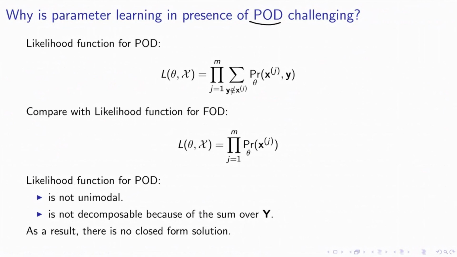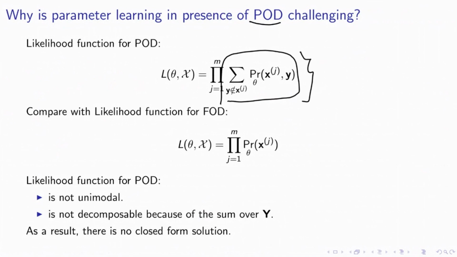And the reason for this being a challenging task is that the likelihood is no longer unimodal and it's no longer decomposable, because we have this ugly term inside the likelihood, which is a sum over all the variables that are not observed.